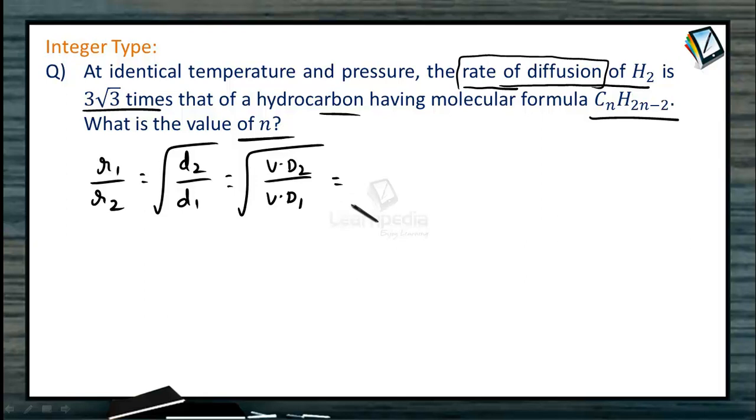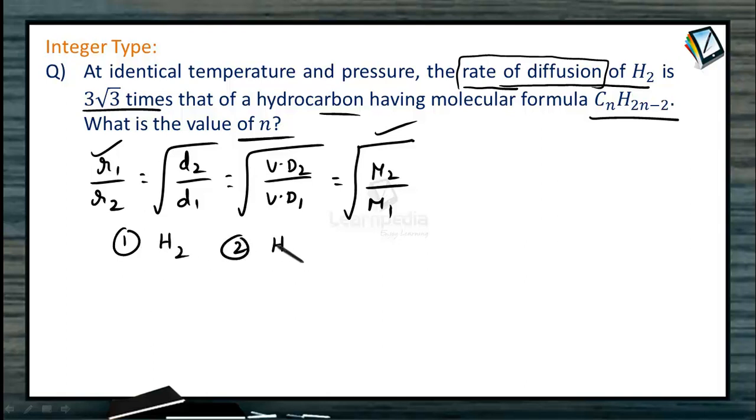And as we know that 2 into vapor density is equal to molecular mass, we can also write it like this: square root of M2 upon M1. And for this numerical, we can relate the first one with the last one. In this, let me take the first gas as hydrogen and the second gas as the hydrocarbon. So, it is given that the rate of diffusion of hydrogen is 3 root 3 times that of a hydrocarbon.